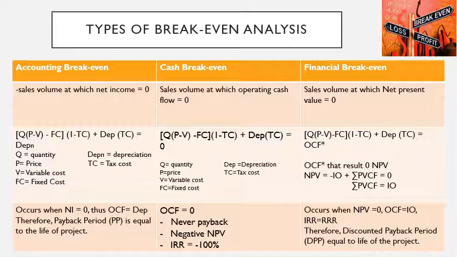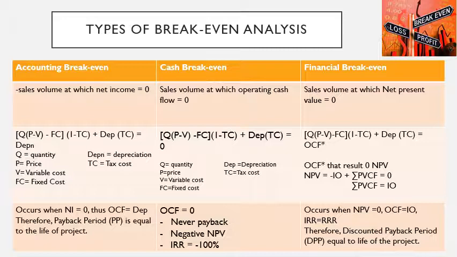When NPV is 0, negative IO, that is negative initial outlay, plus the sum of present value of cash flows equals 0. So how do we calculate the sum of PVCF? It is OCF times PVIFA at i percent and n years. We just put the percentage for PVIFA and the number of years of the project, set it equal to the initial outlay, and then you get OCF*.